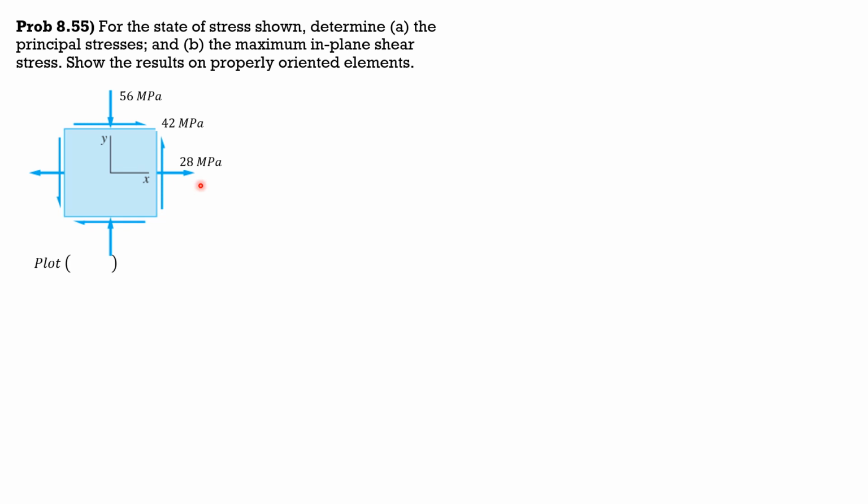For the state of stress shown, determine the principal stresses and the maximum in-plane shear stress. Show the results on properly oriented elements. So here's the given figure. We first plot sigma x comma tau xy, which is positive 28 comma positive 42. And we plot sigma y comma negative tau xy, which is negative 56 comma negative 42.